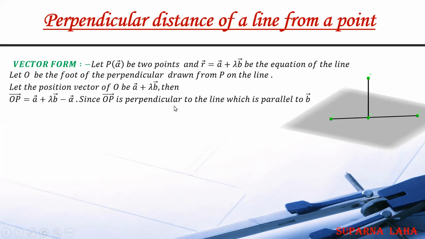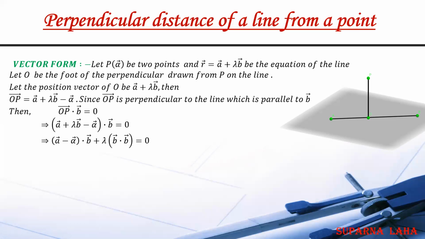Since OP is perpendicular to the line and B is parallel to the line, that means OP is also perpendicular to the vector B. So that means their dot product will be 0. So put the vector and find the value of lambda here. So the value of lambda is (vector A minus vector alpha) dot vector B, divided by the mod value of B whole square.